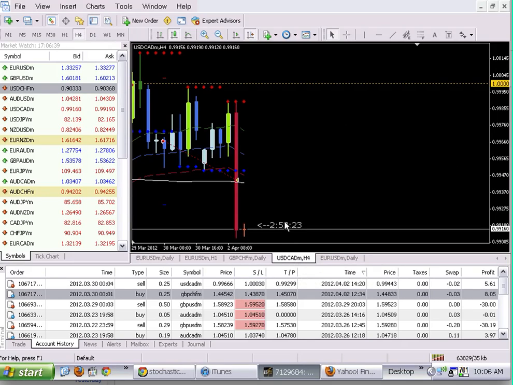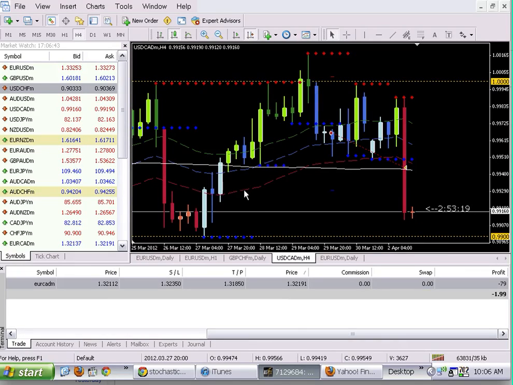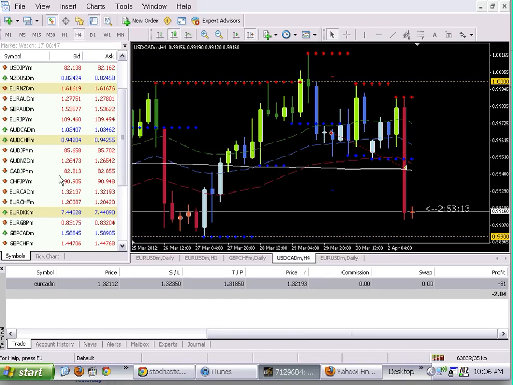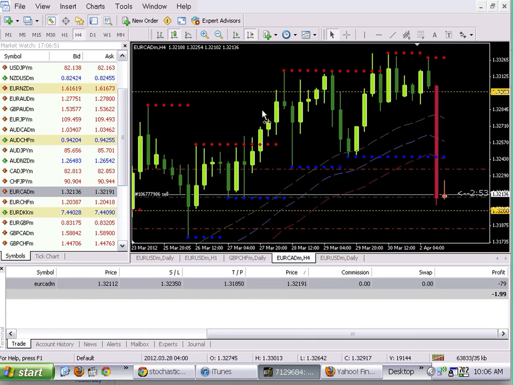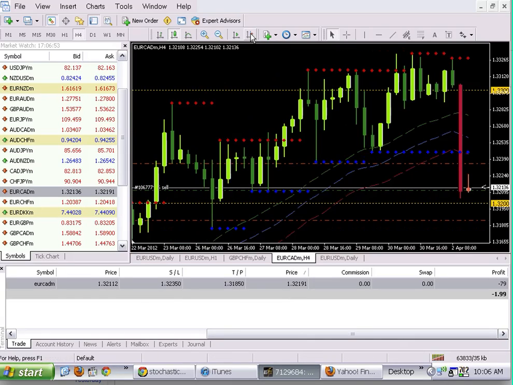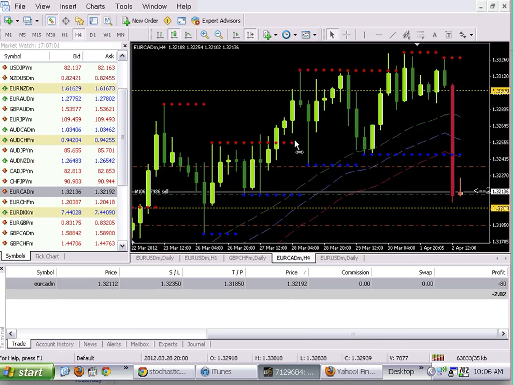I'm in a trade right now, and you can tell my screen is a little bit different. I'm in the Euro CAD, just another strategy I used to use back in the day. I kind of liked it, so I wanted to throw it back on there. It's just based off moving averages, and that's pretty much it.